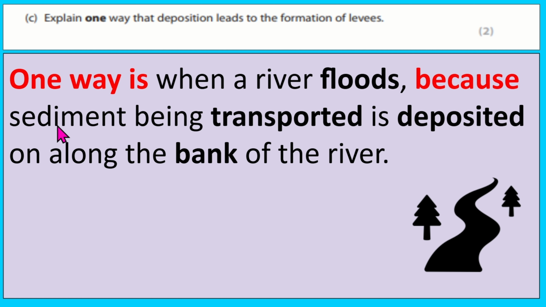That's the explanation, really. Because sediment being transported is deposited along the bank of the river. Now, again, an examiner is going to skim read your work, and then their eyes are going to light up when they see that tier 3 language, that geography language in your writing. So, transported, deposited, bank. Okay, that's enough to get that to be awarded that final mark. And again, we see 2 marks in 1 sentence. Really easy question if you know your geography, if you've done your revision. Otherwise, you've got no chance.